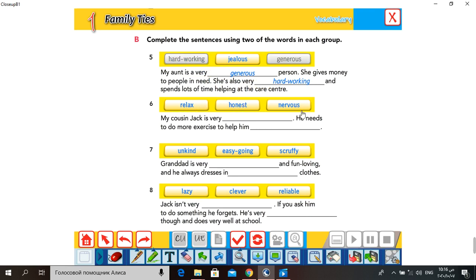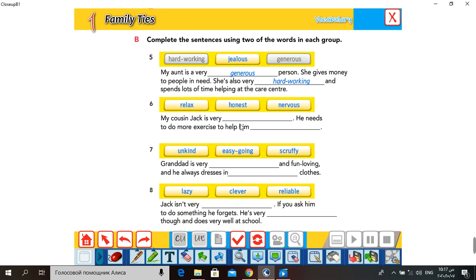Relax, honest, nervous. Relax is when you feel relaxed, you're not tense at all. Honest is when you are true to yourself and you tell the truth. Nervous is when you feel anxious or you are very worried or angry.